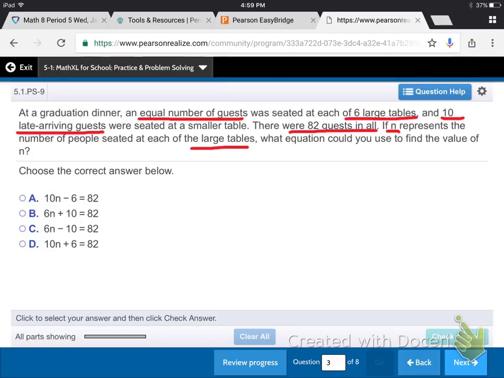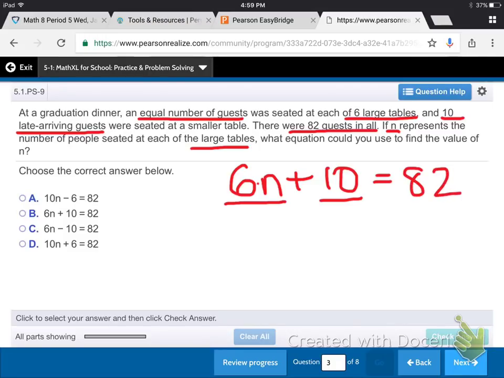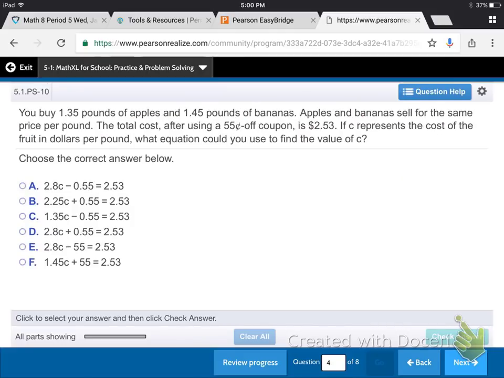So if we take 6 large tables and multiply it by however many people are sitting on each table, that's multiplication. And then we add the late arriving guests. There's 10 of them. It doesn't say how they were seated. They were just seated at a small table. It doesn't matter. So this is the number of guests at the big tables. This is the number of guests at the small table, and that has to be equal to the total number of guests. Okay, can we see that now? Does that make sense? I sure hope so. And we see that B is the answer. All right, let's keep going.